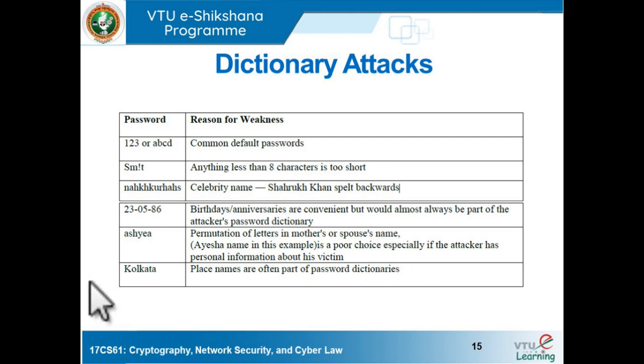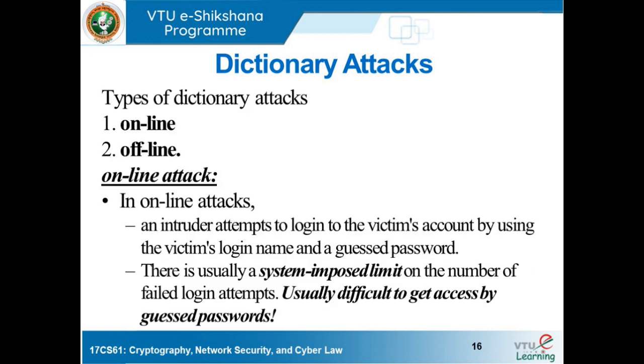The last password that we are checking is the password with the name Kolkata. Kolkata is a place name, and usually such names are already part of password dictionaries. Now there are two types of dictionary attacks that could be imposed. One is the online dictionary attack and the other one is the offline dictionary attack.